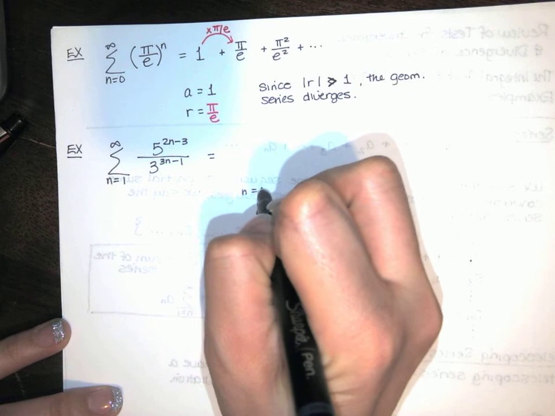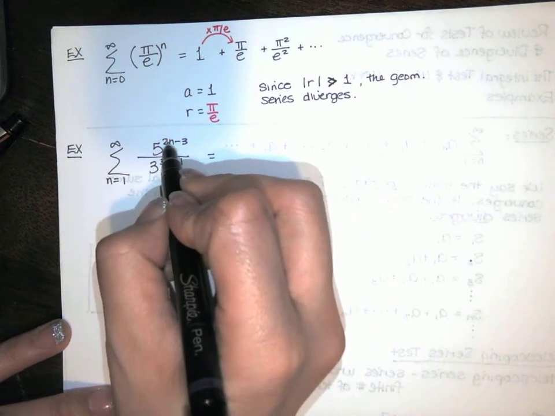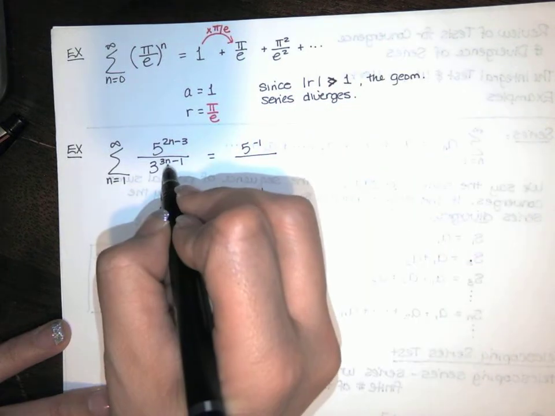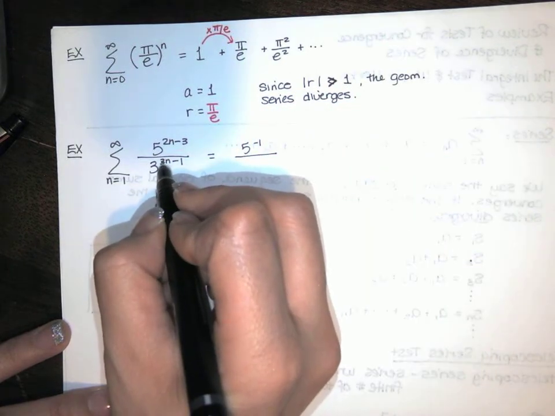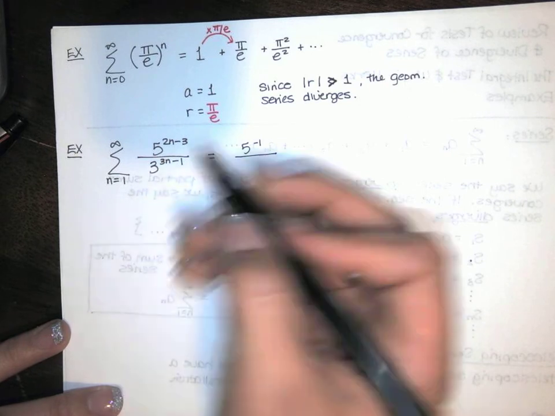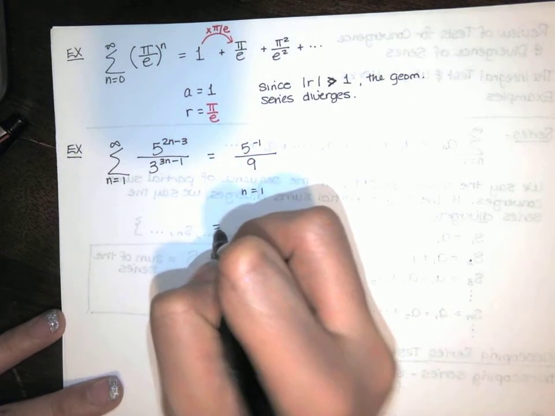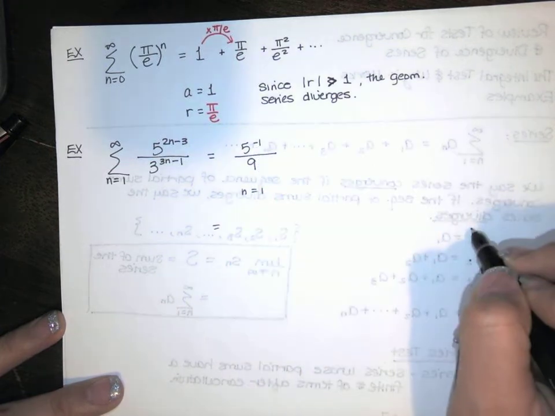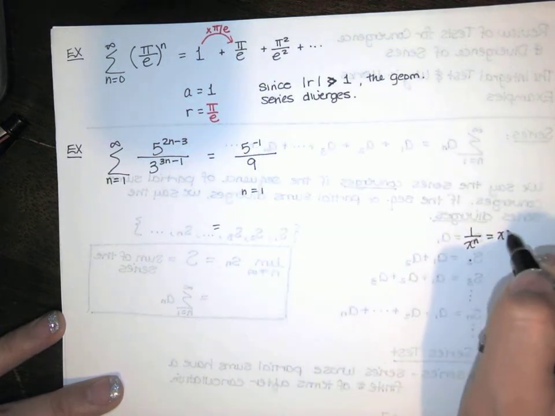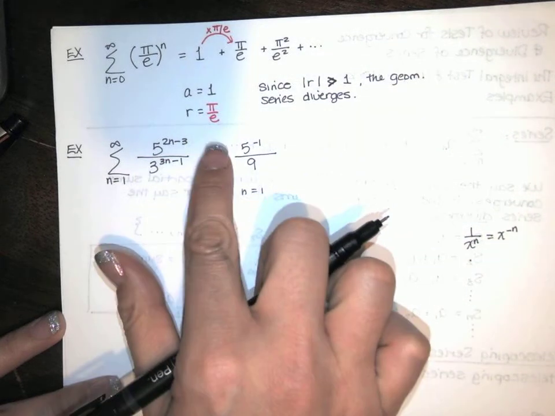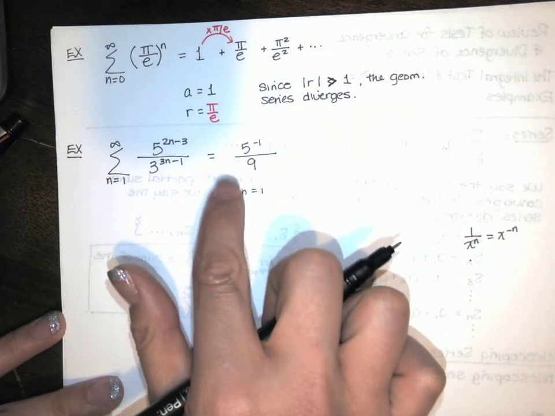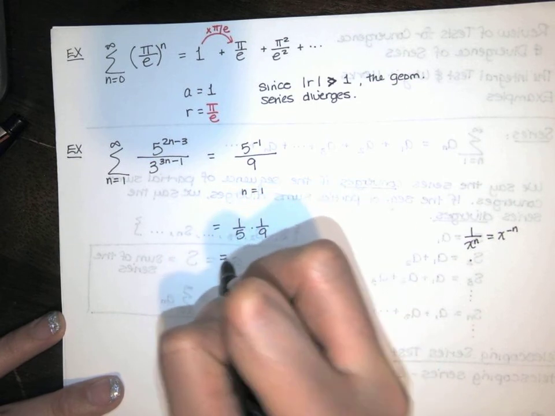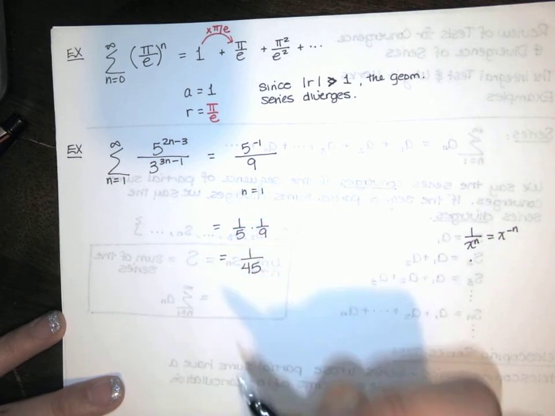When I substitute in n equals 1, this is 5 to the 2 minus 3, so 5 to the negative 1, divided by, when n equals 1, I get 3 minus 1 is 2, so that's 3 squared, that's 9. So that simplifies. That 5 goes in the denominator because of our exponent properties. Remember, 1 over x to the n is x to the negative n. So if I have a 5 to the negative 1, that's really 1 over 5 to the first. And we can simplify that, so we get 1 over 45, that's our first term.